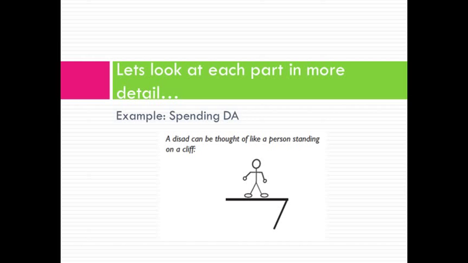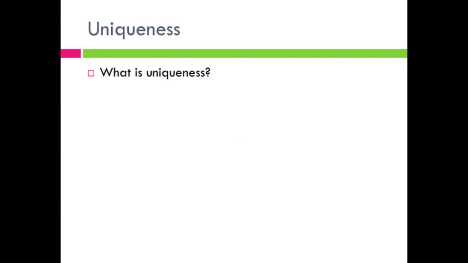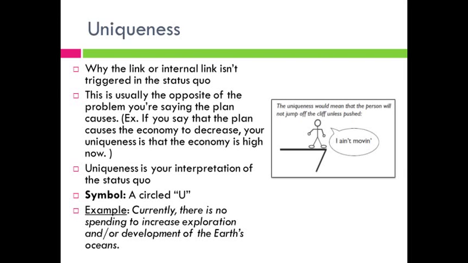So we're going to talk about it in terms of debate, right? So uniqueness. What is uniqueness again? Pause the video if you can't remember what it is. You should rewatch it. It is why the link or internal link isn't triggered in the status quo. So it's usually the opposite of the problem you're saying the plan causes. So for example, if you're saying that the plan causes the economy to decrease, uniqueness would say the economy is high now. Okay? So uniqueness is your interpretation of the status quo.